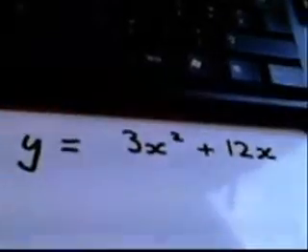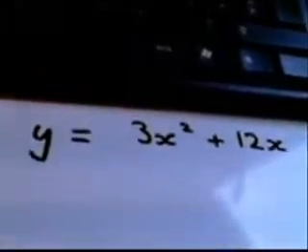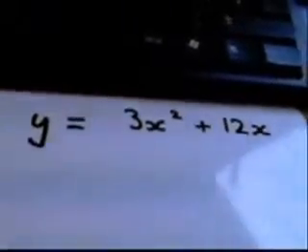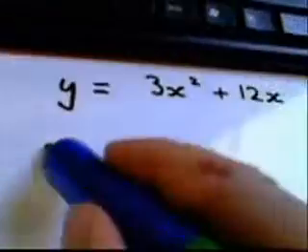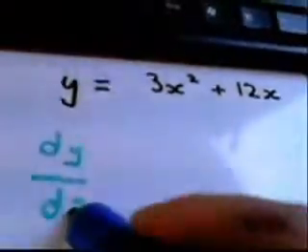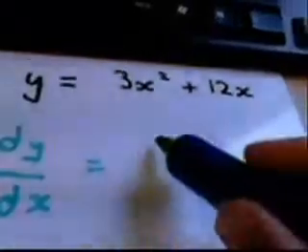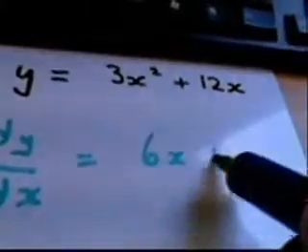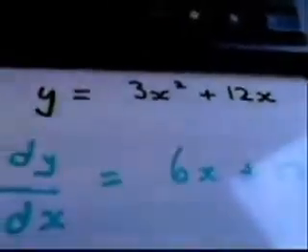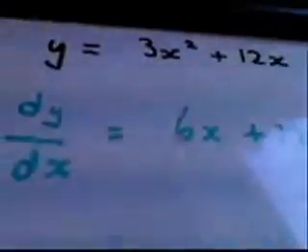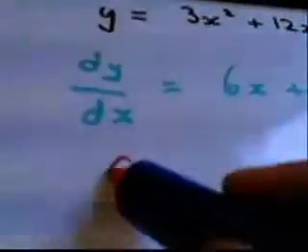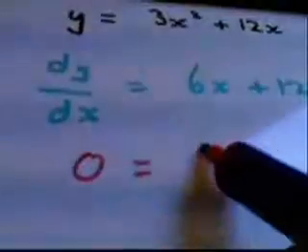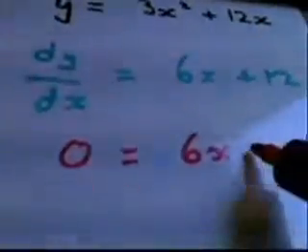Let's take this particular graph. Where is a maximum or minimum point on this particular curve? Well, if we start off with the assumption that we're going to go dy dx to find out the gradient, that gives me 6x plus 12. Bearing in mind that we're looking for the point where the gradient is 0, that means it's a maximum or minimum point, we can say that the gradient dy dx is equal to 0. So 0 equals 6x plus 12.